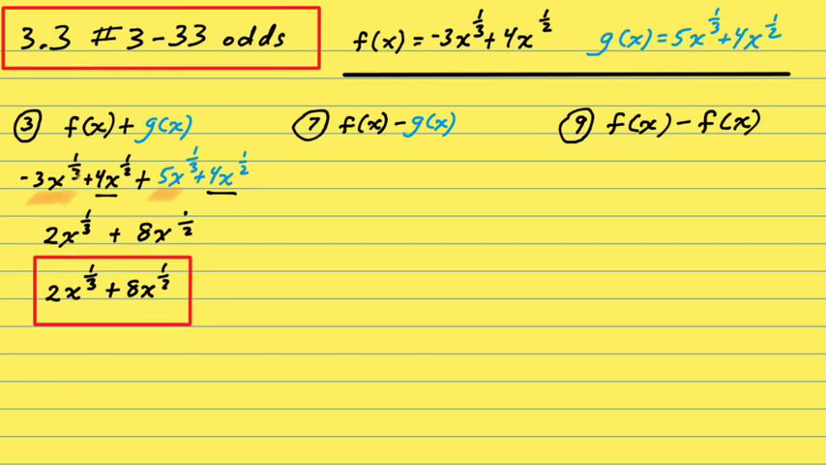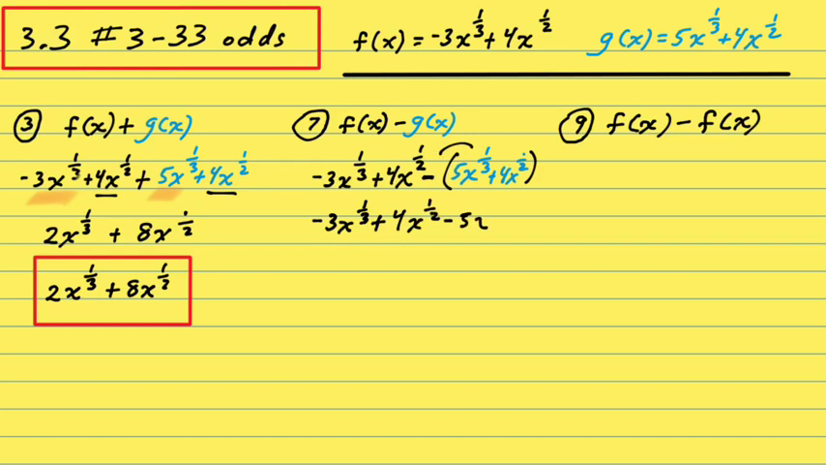Now if it says to subtract them, you subtract them. So you take your f function, negative 3x to the 1/3 plus 4x to the 1/2. Again, when you subtract, make sure you use parentheses. What is g of x? G of x is 5x to the 1/3 plus 4x to the 1/2. Distributing your negative, if you distribute this negative, that's going to make minus 5x to the 1/3 and minus 4x to the 1/2.